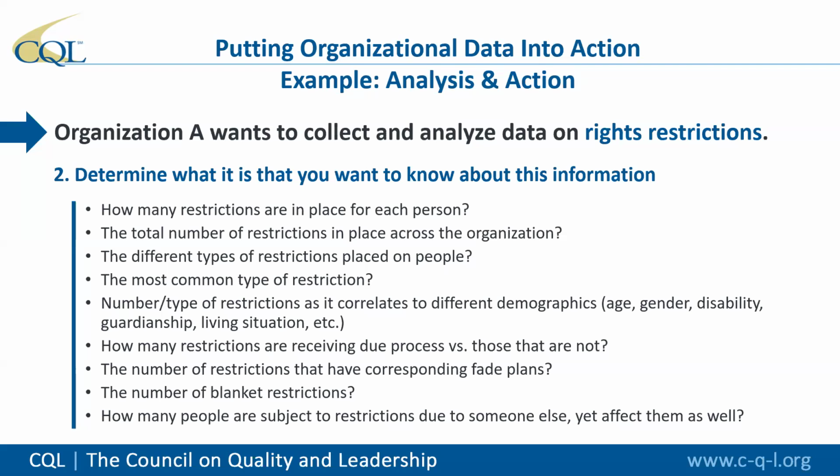Do people that are younger have fewer restrictions than people that are older, or is it the opposite? Do males versus females have more restrictions placed on them, by disability or guardianship or living situation? This can be some very interesting information. You might look at how many restrictions are receiving due process versus those that you find haven't. How many restrictions have fade plans? And then how many blanket restrictions are in place?